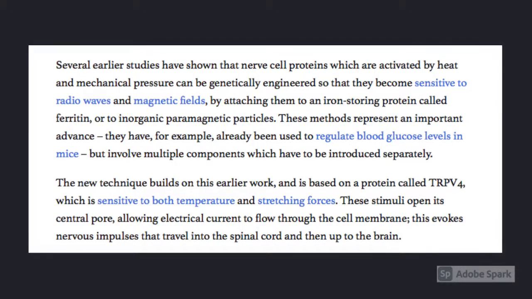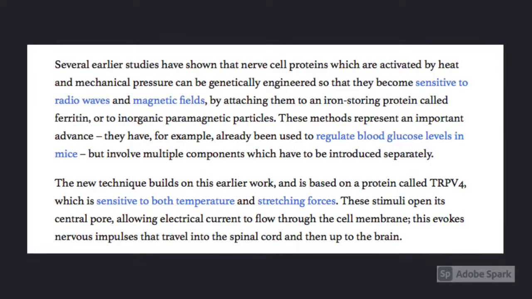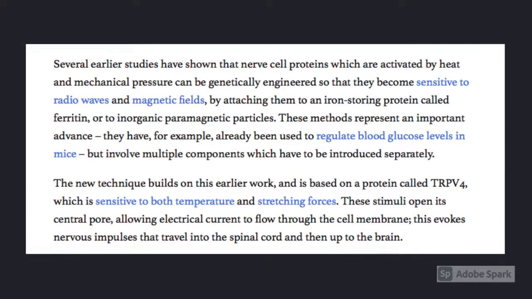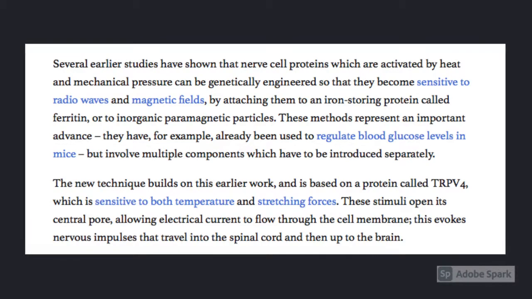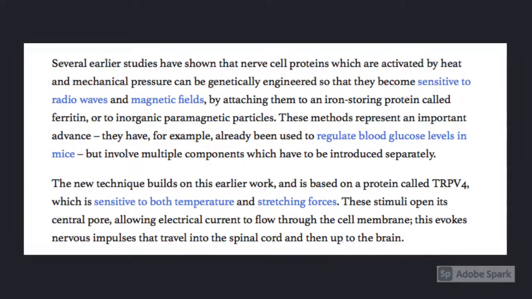The new technique builds on this earlier work and is based on a protein called TRPV4, which is sensitive to both temperature and stretching forces. These stimuli open its central pore, allowing electrical current to flow through the cell membrane. This evokes nervous impulses that travel into the spinal cord and then up to the brain.